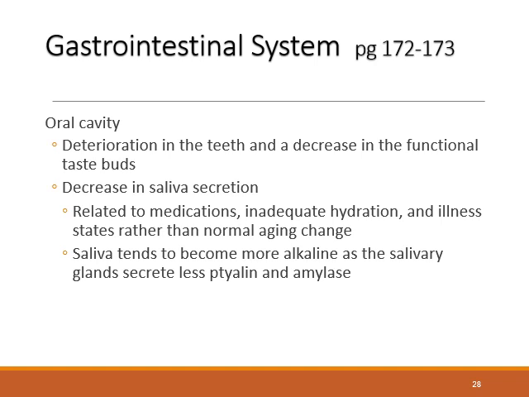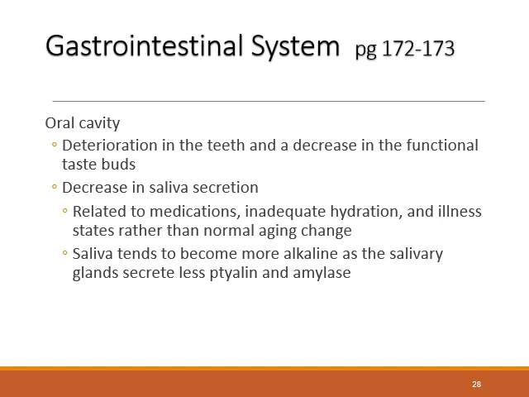And now they're finding that inflammation in the mouth can even lead to inflammation all over the body, which can lead to heart disease, just as much as plaque. Also a decrease in functional taste buds. So the elderly can't always taste things. Also a decrease in saliva secretion, their mouth is dry, and that can be related to medications, inadequate hydration, or even illness states, rather than just normal aging.